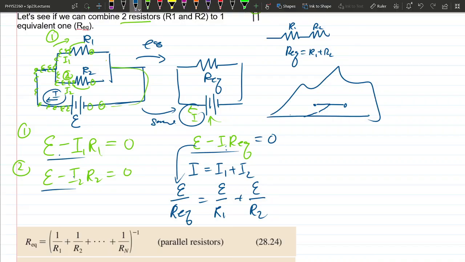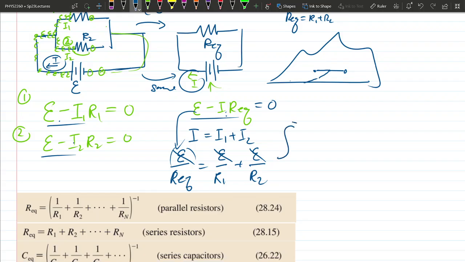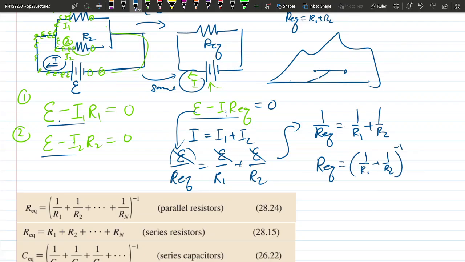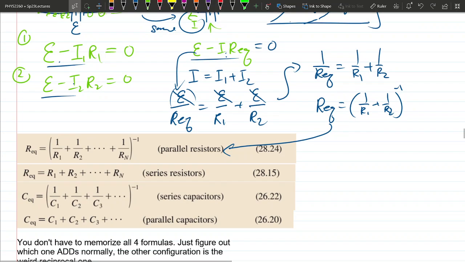The cool thing is, look at all the EMFs. They all cancel out, the same factor on both sides. Therefore, this is telling you that 1 over R equivalent is the same thing as 1 over R1 plus 1 over R2, or in other words, R equivalent is (1 over R1 plus 1 over R2) with a big -1 power on top. So that's the formula to figure out the equivalent resistance if you have resistors in parallel to each other.